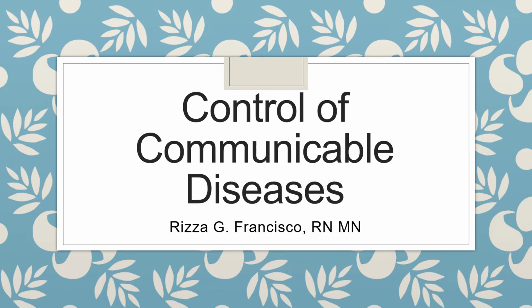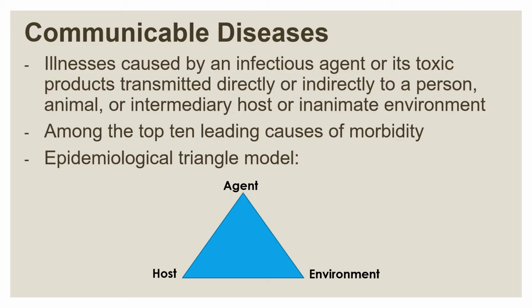Hello, students. We will be discussing now the control of communicable diseases. When you say communicable diseases, these are illnesses that are caused by an infectious agent or its toxic products that are transmitted directly or indirectly to a person, animal, or an intermediary host or inanimate environment. Communicable diseases are among the top 10 leading causes of morbidity in the country.